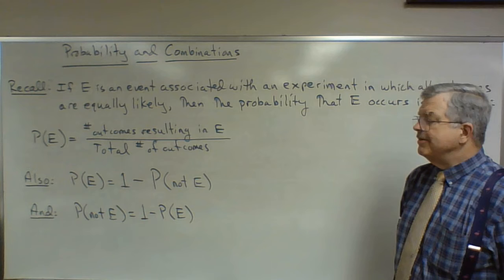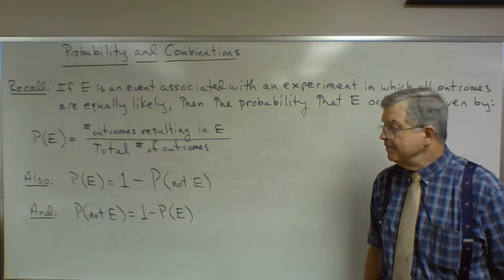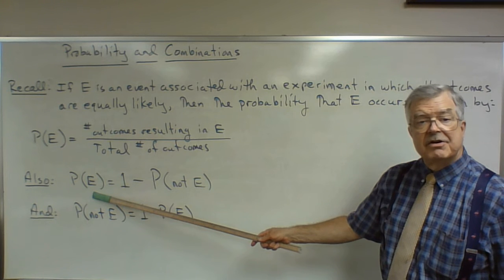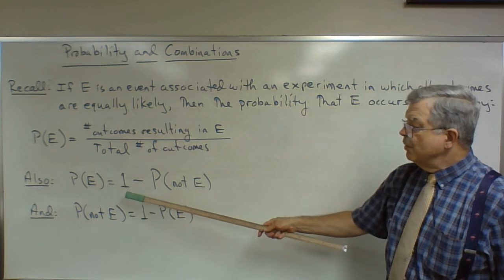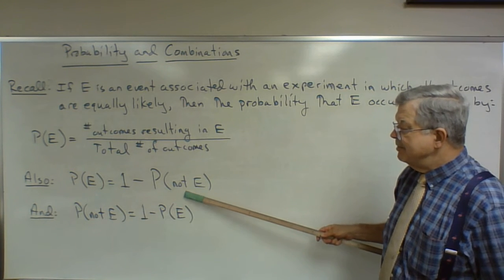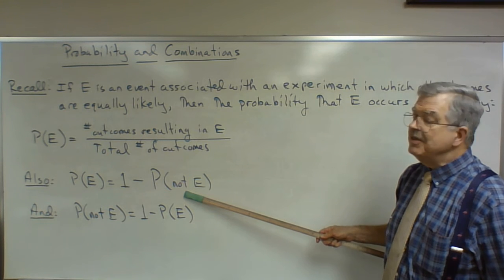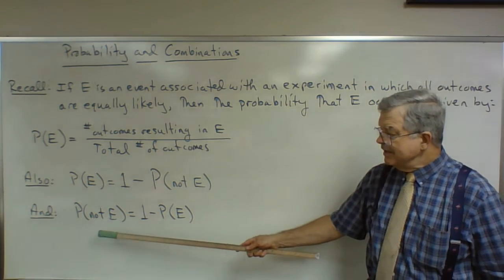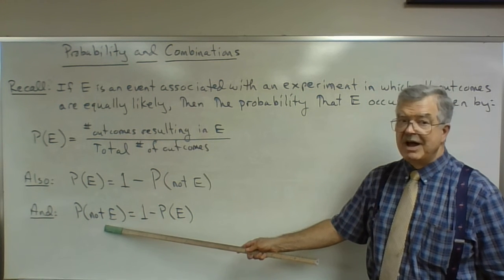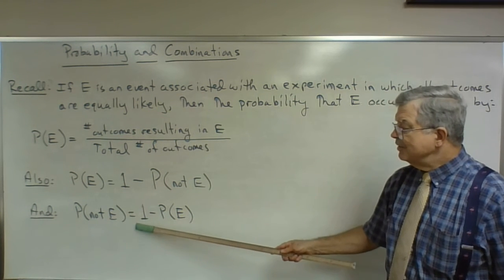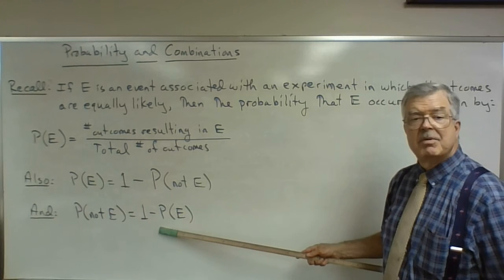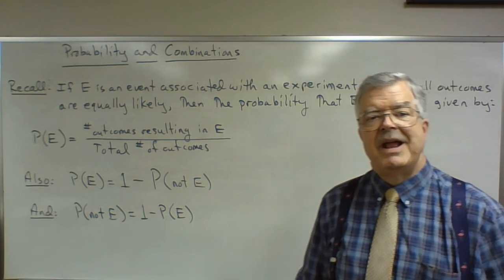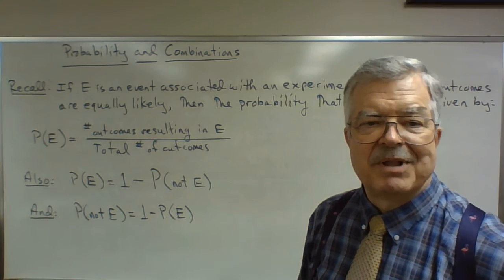Also, there are a couple of other things that might be helpful. The probability that an event E occurs is equal to 1 minus the probability that the event E does not occur. And the probability that the event E does not occur is equal to 1 minus the probability that E does occur. Now let's get on to some applications.